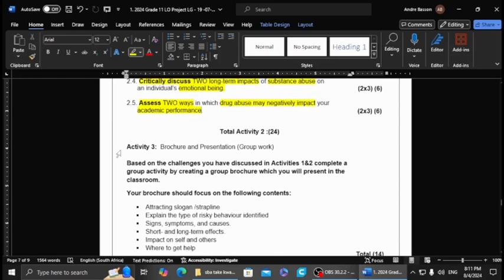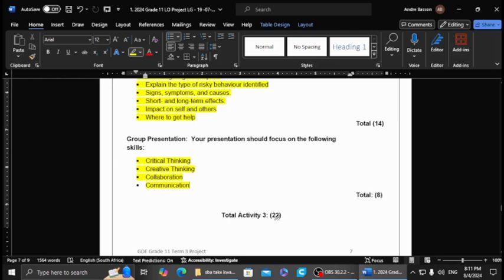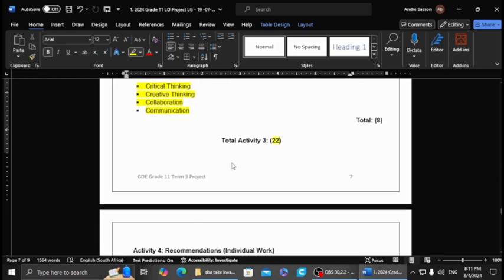Right, now the group activity is our PowerPoint. So once again, in your groups, you are going to look at these topics. Each person will get a slide or 2 to complete and narrate. Please also remember, they are going to look at these options as well. That's why the mark is out of 22. So critical thinking, creative thinking, collaboration, and communication.